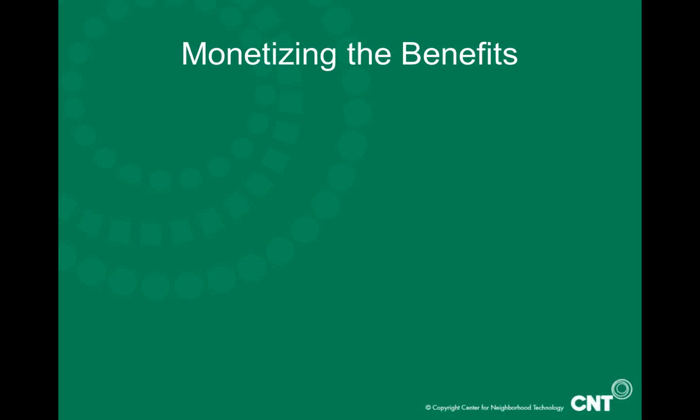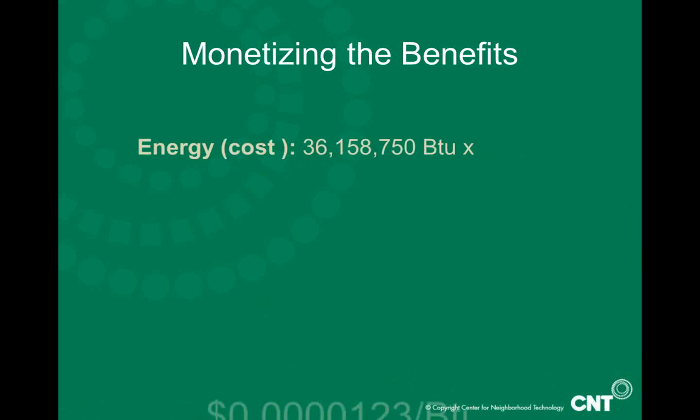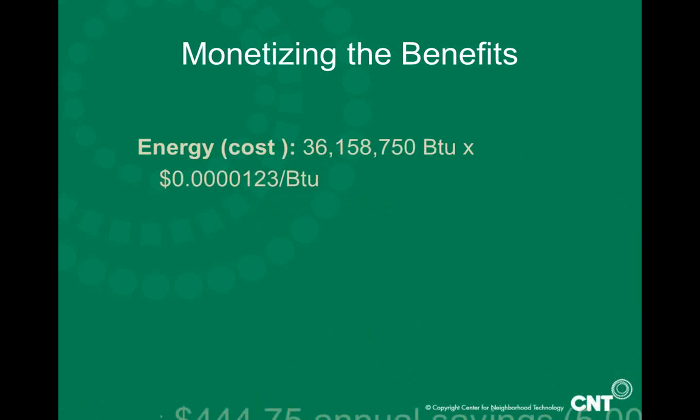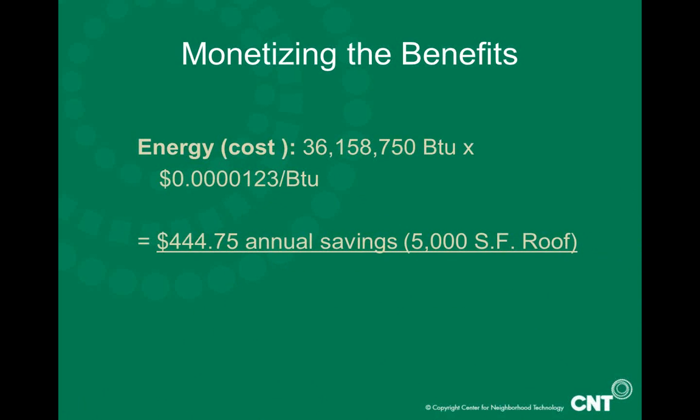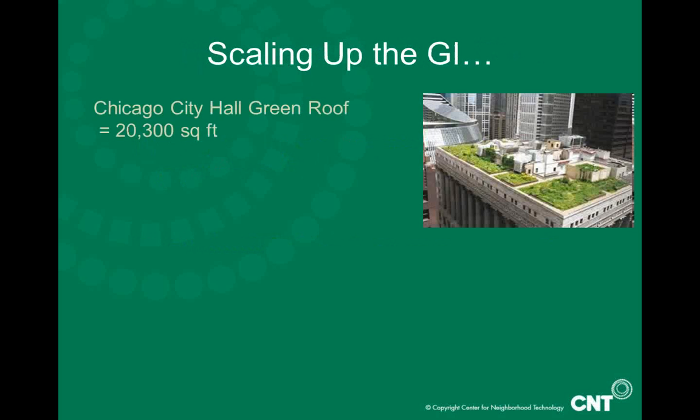But then that's not the end of the story, because we need to know what that means in terms of money. And this is the easiest part, because all we need to do is find out what the dollar value of a BTU is in the Chicago area and plug that into our equation, or just multiply it by our energy savings, and we get an annual savings of $445 more or less for that hypothetical green roof.